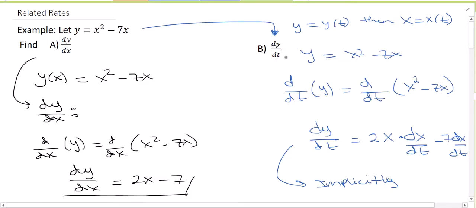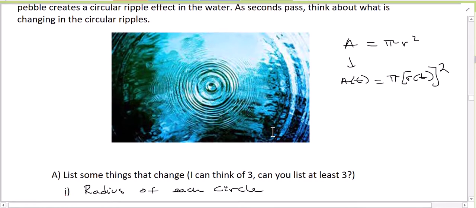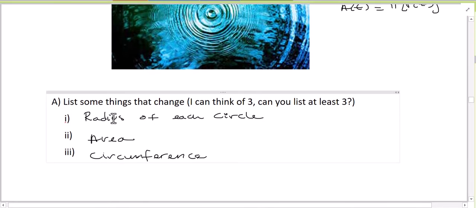So having x and y here be functions of t is very similar to what we talked about in implicit differentiation, about the ripple effect of throwing a pebble into the water. And so we noticed that there were circles created when the pebble gets thrown in the water, and then those circles start to increase as time goes on. And so we talked about, when we did this section in implicit differentiation, what's changing. The area and the circumference are changing. So we talked about a few things. As time passes, the radius of each circle changes, the area changes, the circumference changes.